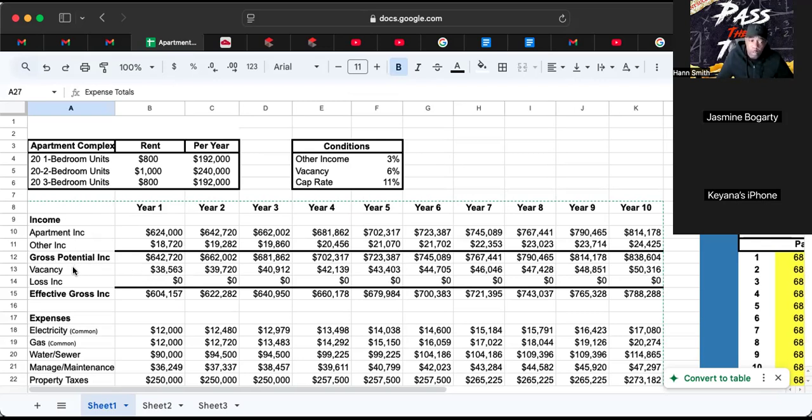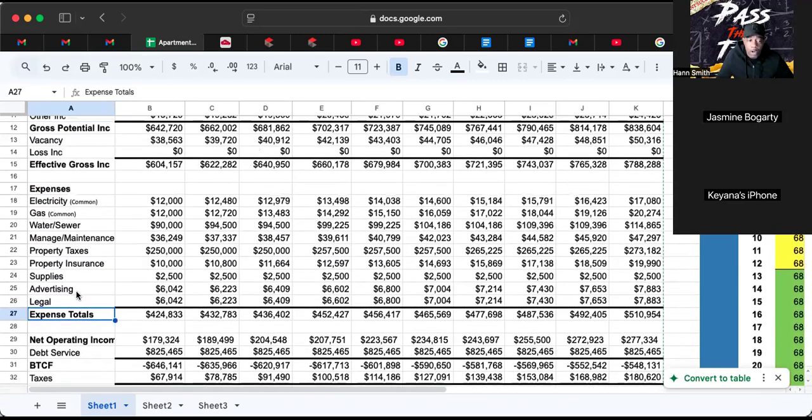Then we had to account for vacancy and credit loss. Well, this building had a 6% vacancy, so we accounted for that. We took that out of this number, and now we have our effective gross income. What does effective gross income mean? That means gross potential income minus vacancy and credit loss.